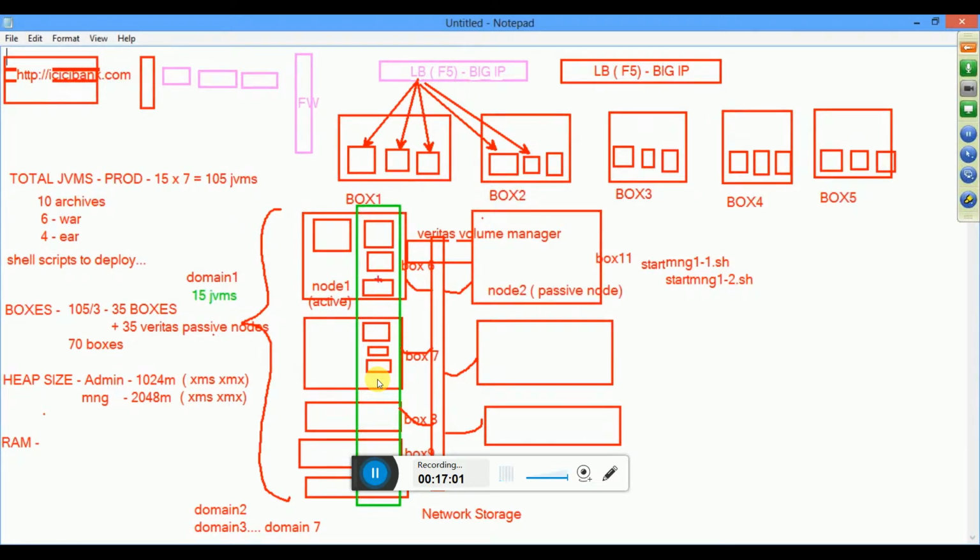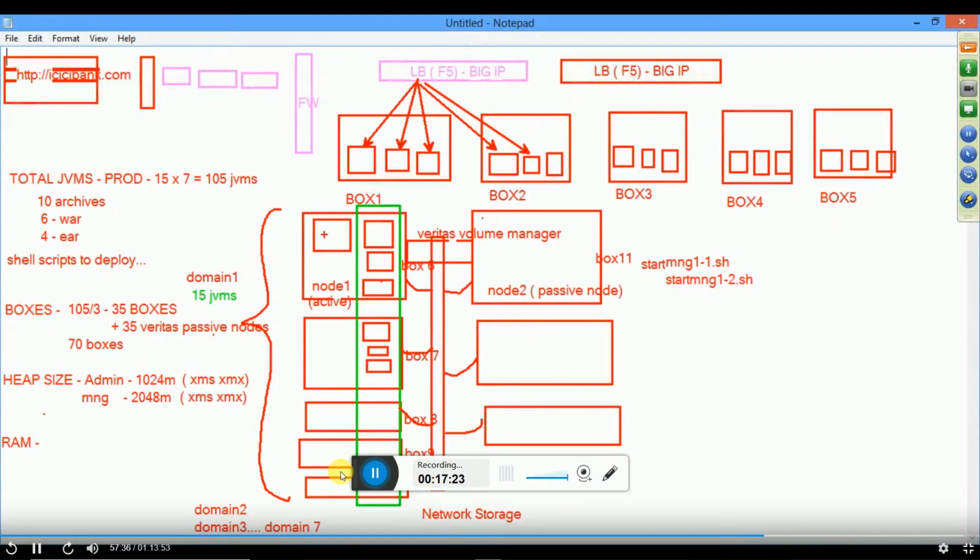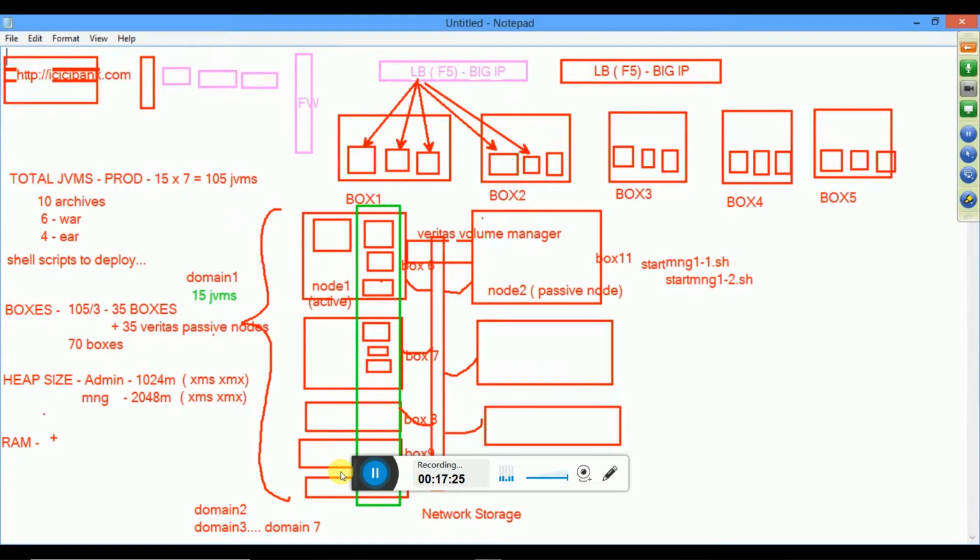Now after the heap sizes, what you have is the RAM on the boxes. Let's look at the RAM. This box, for example, is running 4 JVMs. How much memory do we need for 4 JVMs? These are 3 managed servers, each one taking 2 GB. So 6 GB for managed servers, 1 GB for admin. So 6 plus 1, 7. And then 2 GB for the OS. 7 plus 2, 9 GB is what we need. If 9 GB is needed, another 9 GB should be free. So 18 or 20 GB per box. This is production. In non-production, you won't have 20 GB.